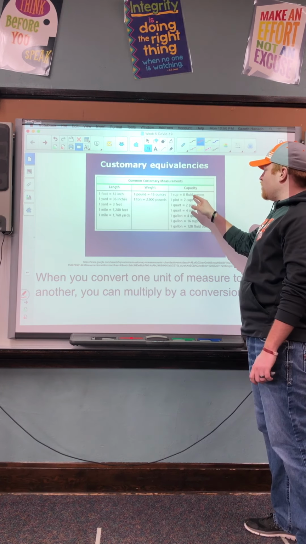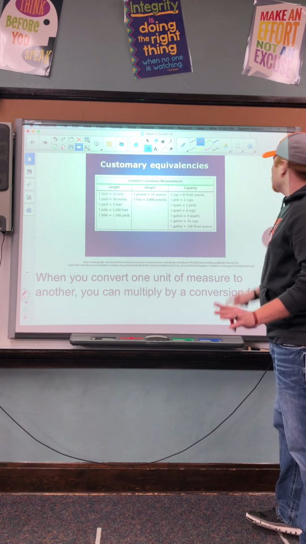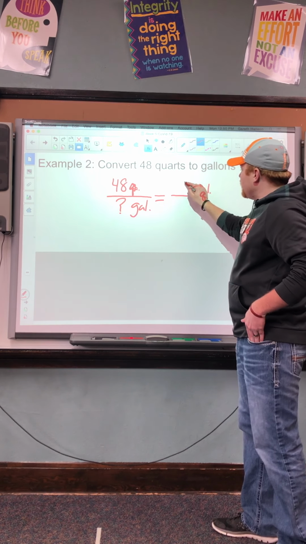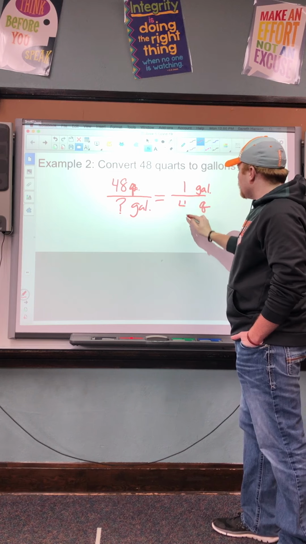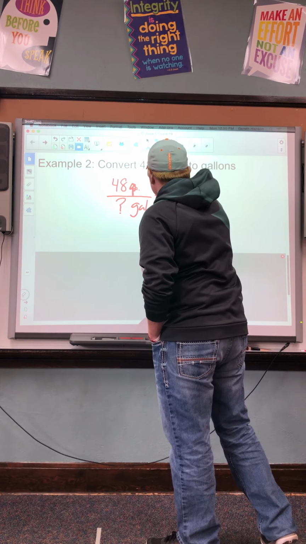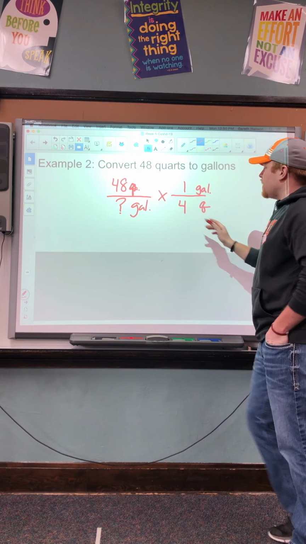Capacity, so let's go, we need quarts. In 1 gallon, there's 4 quarts. Okay, so now we go back down. In 1 gallon, there's 4 quarts. So, put that multiplication sign, not an equal sign. I keep wanting to make it a proportion. So now we just multiply across.